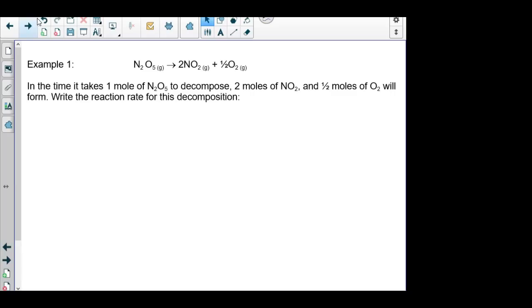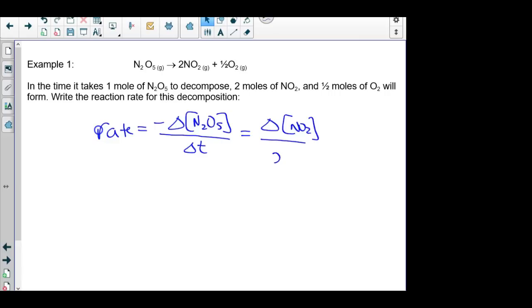So the way we do this then is we're going to say rate equals negative the change in the concentration of N2O5 over the change in time, equals the change in the concentration of NO2 over 2 times the change in time, equals the change in the concentration of O2 over 1/2 the change in time.